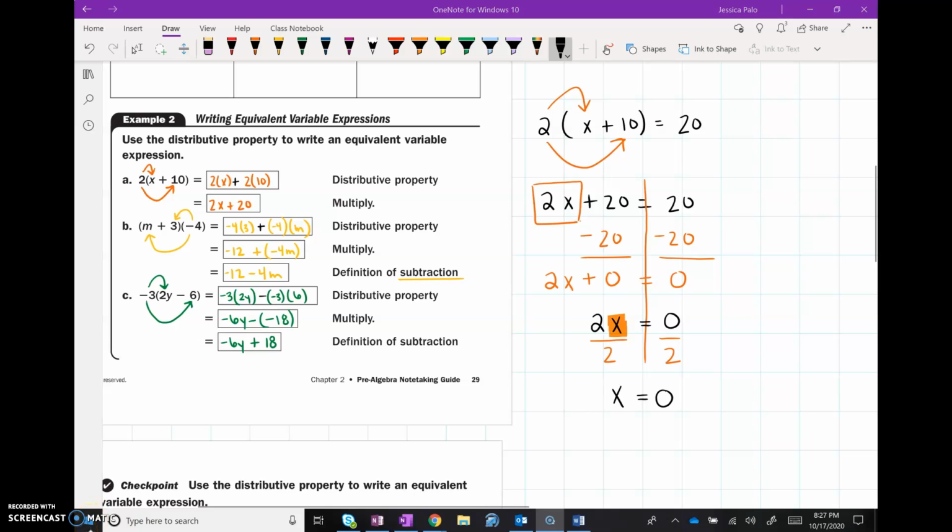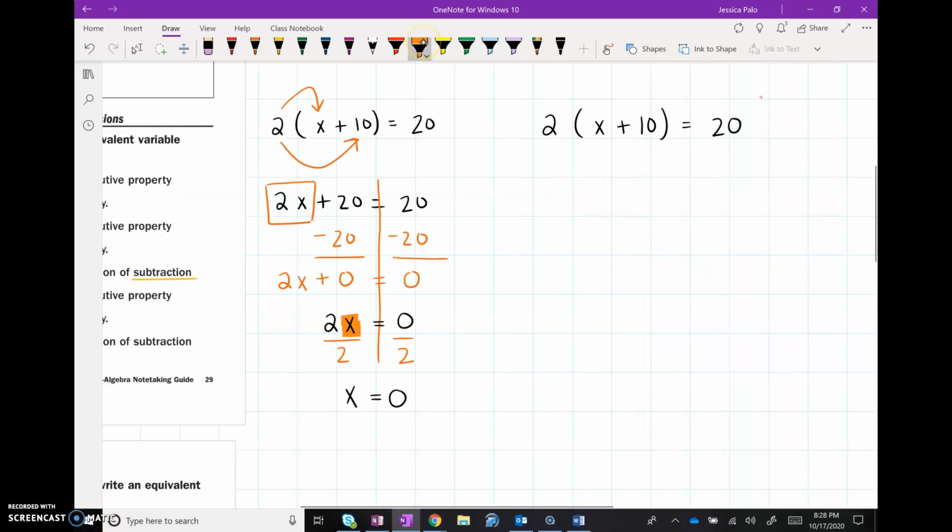There is another way we could solve this equation. Since both 2 and x plus 10 are factors, these two things are being multiplied. That means we can get rid of that 2 and isolate x plus 10. So let's see what happens when we do that. I want to get rid of the 2, so I'm going to divide by 2 on both sides of the equation.